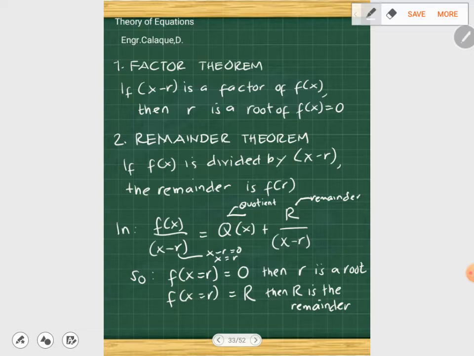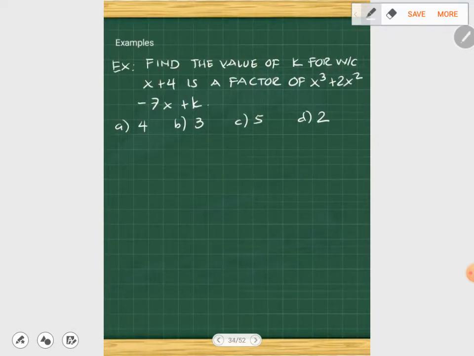Okay, para mas maintindihan daw, punta tayo sa example. So, ano daw yung value ng k for which yung x plus 4 is a factor of x cubed plus 2x squared minus 7x plus k. Okay? So, meron tayong choices. So, pwede nyo i-pause yung video kung gusto nyo i-solve kayo lang muna. Okay? So, ako i-continue na lang ako, ha?